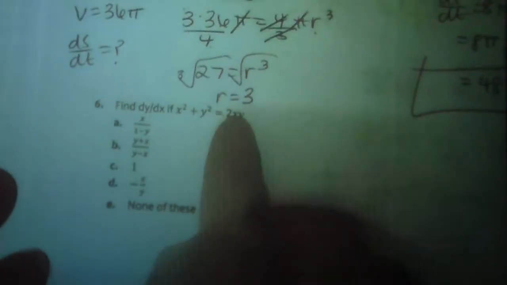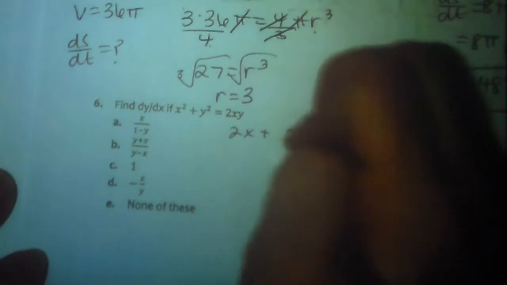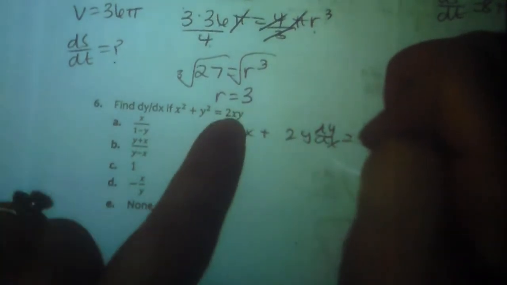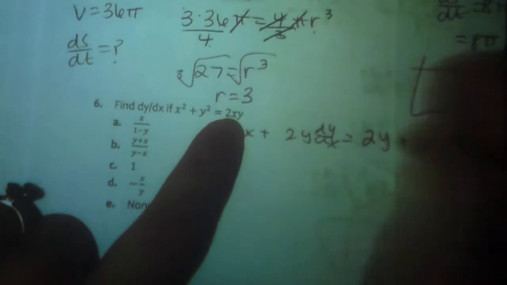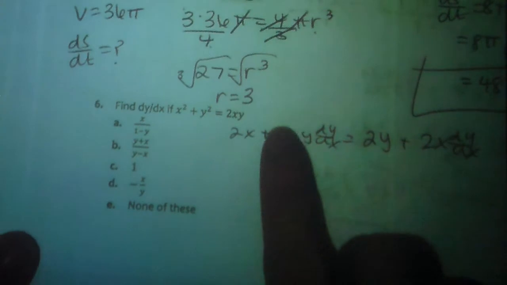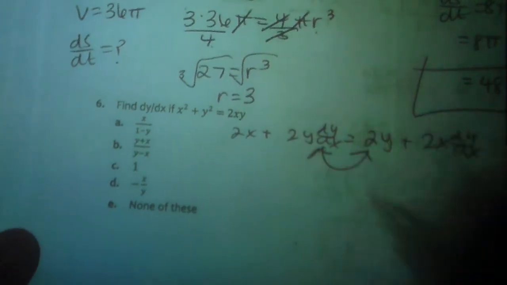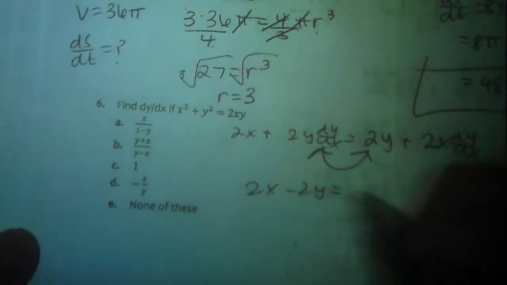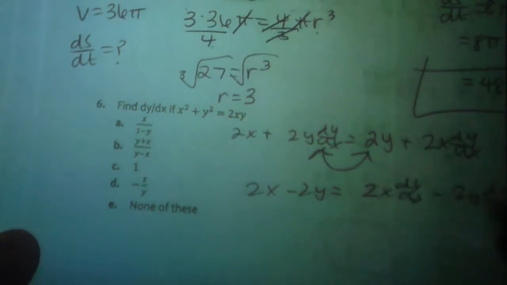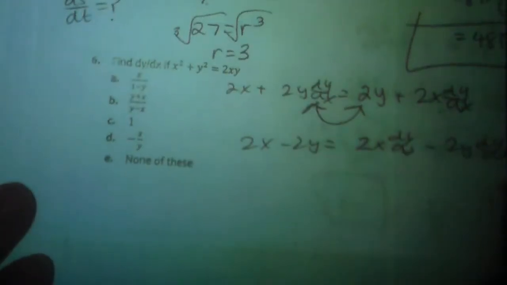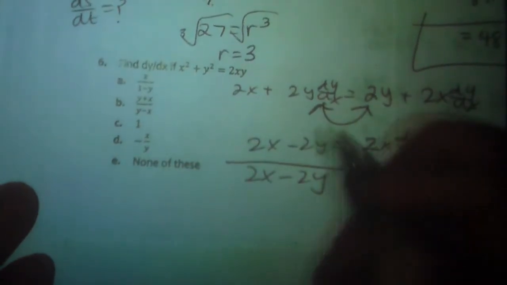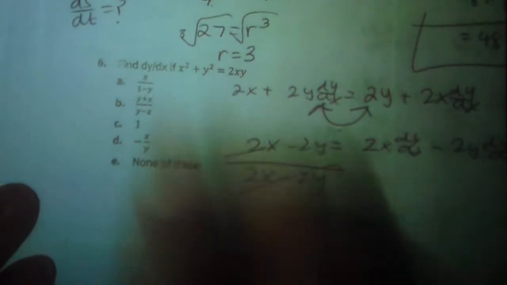Finding dy/dx for this: 2x, 2y dy/dx equals the derivative using product rule, so 2y plus 2x dy/dx. Let's switch these. So I've got 2x minus 2y equals 2x dy/dx minus 2y dy/dx. Factor this out, this is 2x minus 2y, which actually cancels out, and you just get 1. Weird.